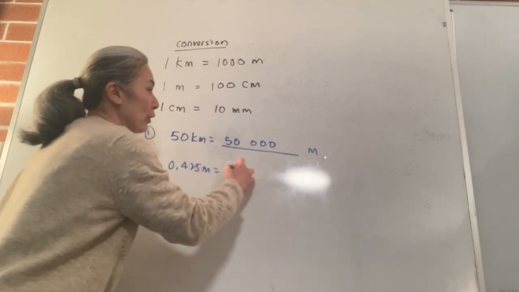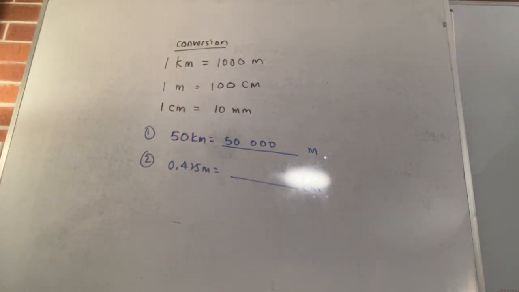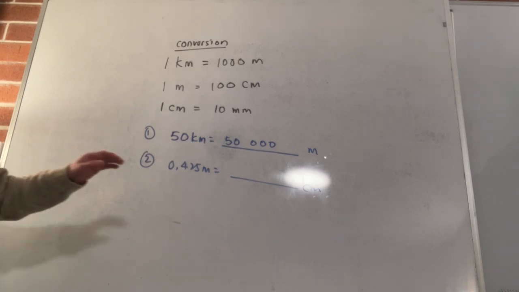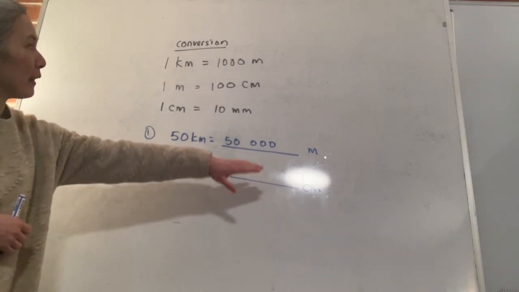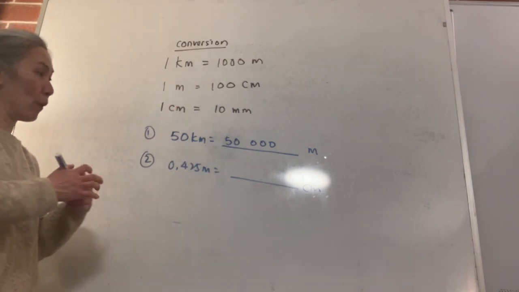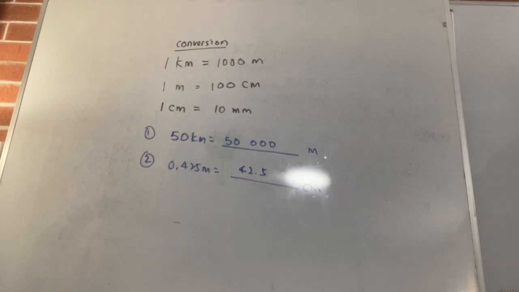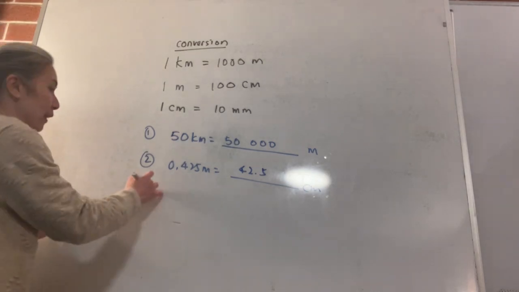Question 2, if I have 0.425 meter equal to how many centimeter? Thinking from meter to centimeter, that means you need to times it by 100. So you do the same thing with this one. You times it by 100, so it's going to be 42.5 centimeter. Clear? Okay, question 3.